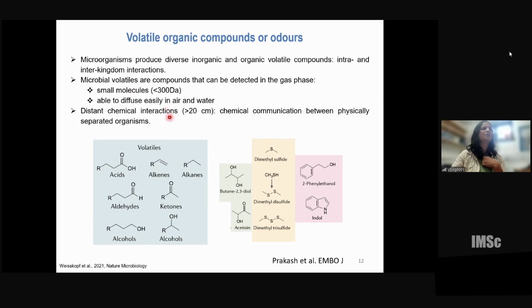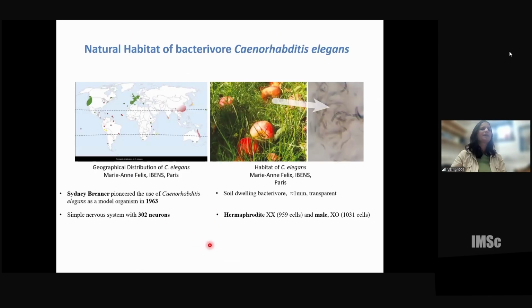So we know that for them to partition from aqueous phase to a vapor phase, they need to be small, so typically less than 300 Daltons, and they often have one of these functional groups, right? So we said, okay, we are going to start looking at who makes them and go after each one, right?